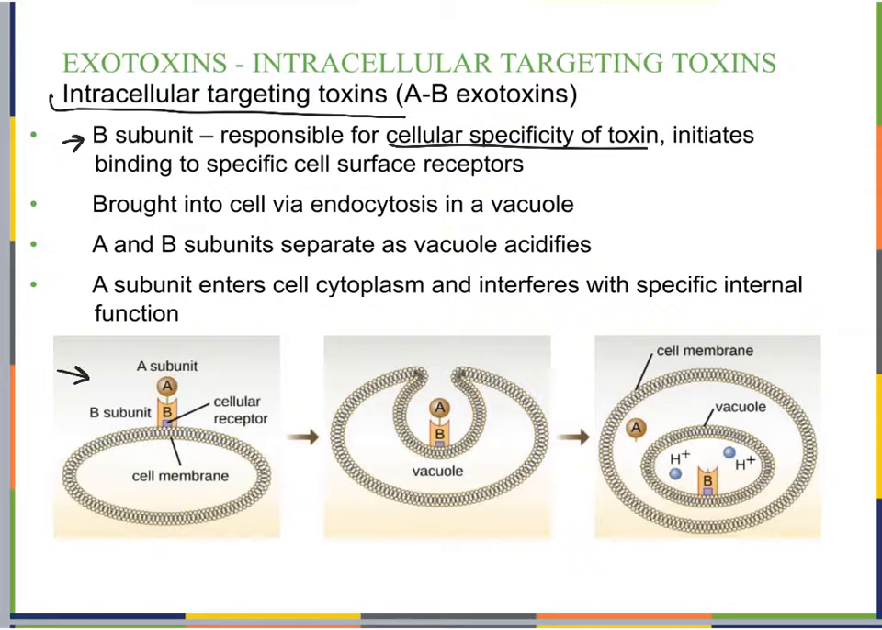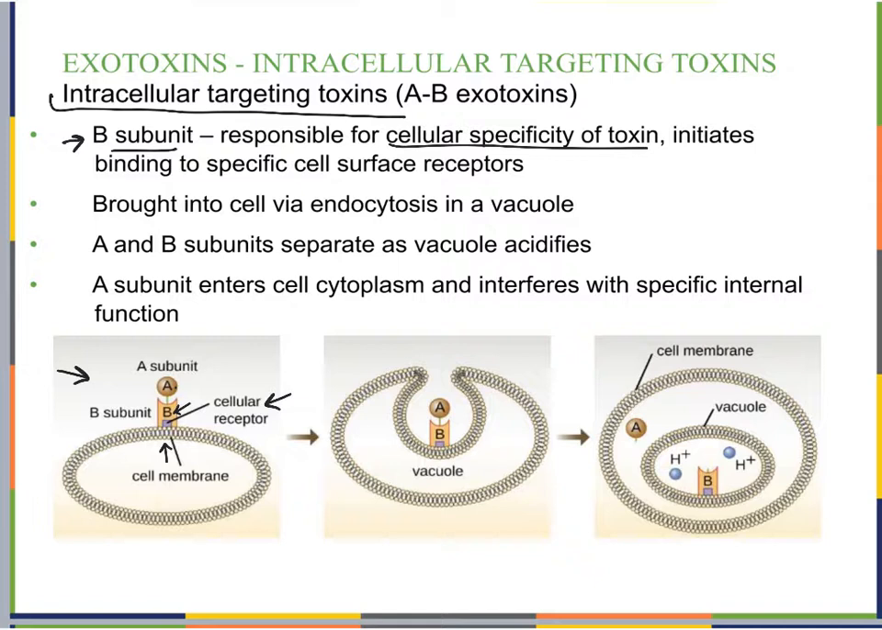It's an AB exotoxin, so we have our A subunit and our B subunit, and you can see that the B subunit is responsible for interacting with the cell membrane on the cell that it's trying to infect. So we have our cellular receptor that's actually on the cell membrane of the cell here, and that's going to interact with our B subunit.